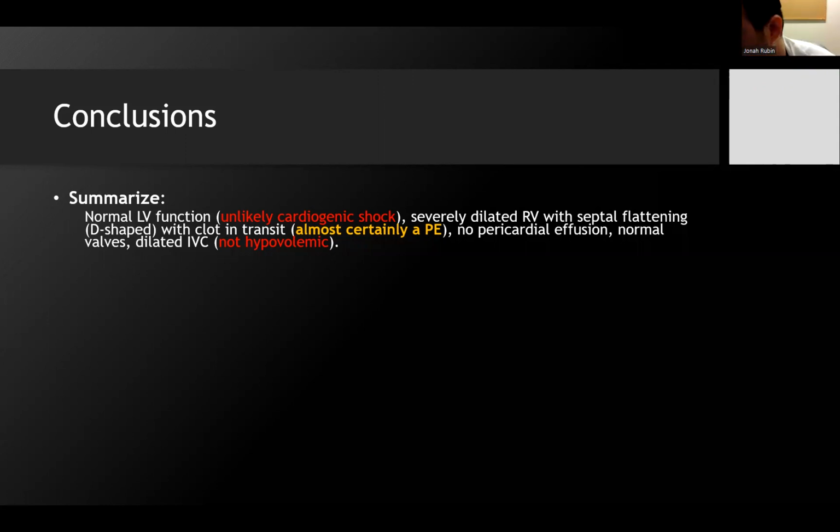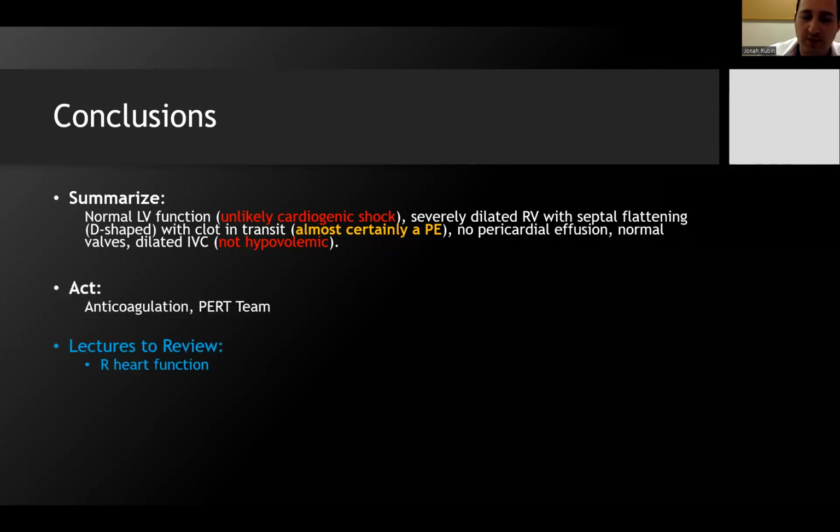So this was almost certainly a PE. But again, if it wasn't a PE, you still have so many other powerful tools with your echo and beyond your echo to help differentiate the etiology of this patient's acute RV failure. And some helpful lectures when you're thinking about RV failure: keep in mind that RV failure alone is not enough of a diagnosis. Acute RV failure has a differential.